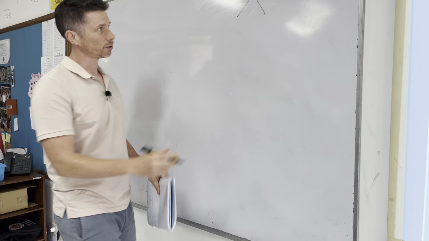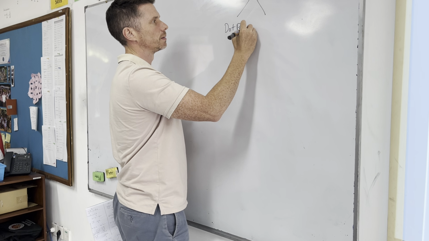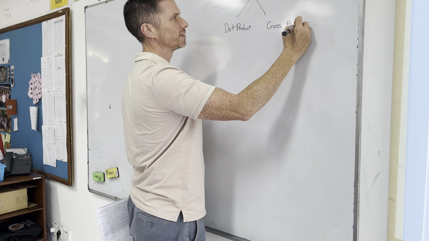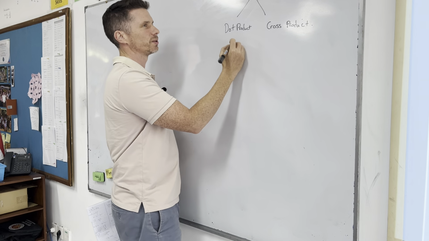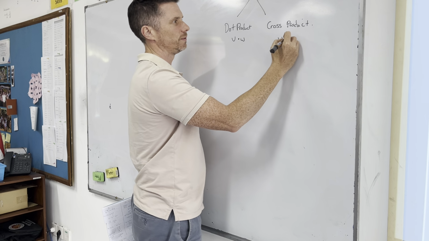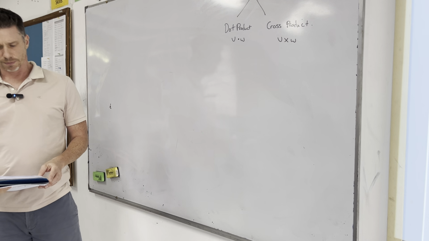Dot product and the cross product. The dot product is the official name. So it looks something like V dot W and V cross W. That's what they would look like if you ever see them written down.